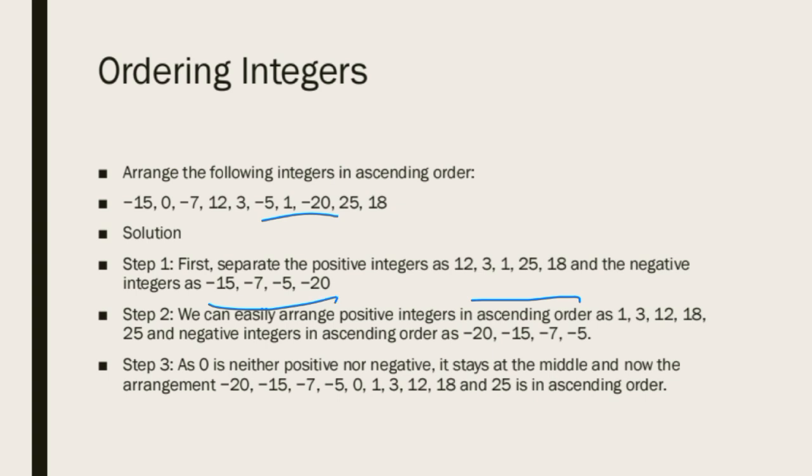Step 2. We can easily arrange the positive integers in ascending order as 1, 3, 12, 18, 25 and arrange the negative integers in ascending order: -20, -15, -7, -5. Step 3. As 0 is neither positive nor negative, it stays in the middle, and now the arrangement is -20, -15, -7, -5, 0, 1, 3, 12, 18 and 25 in ascending order.